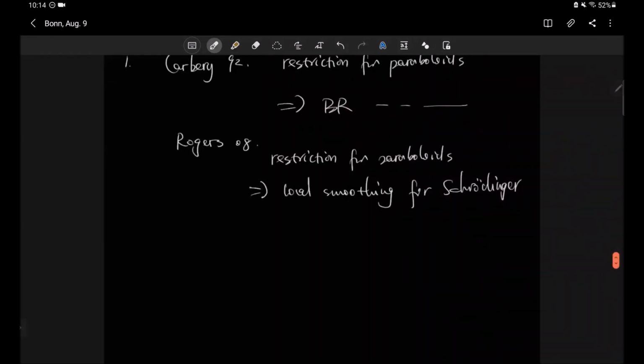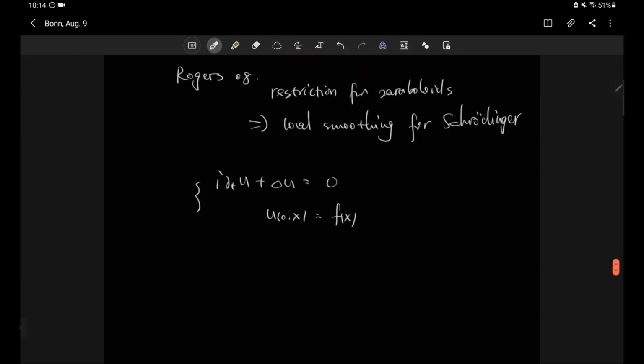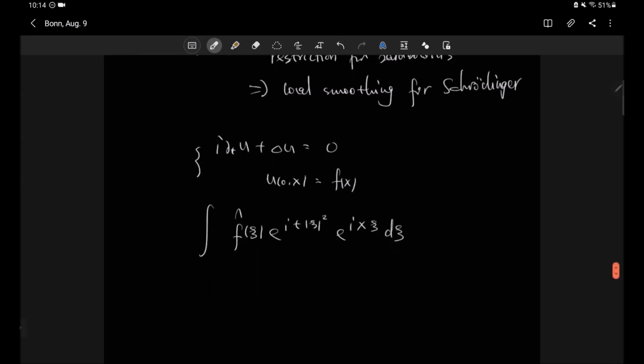And let me write down the local smoothing estimate for the linear Schrodinger equation. For instance, let's write down a local version of it. By using the Fourier transform, we solve the linear Schrodinger equation, with initial data f(x) at time t equals 0. So we have f hat of xi, e to the i t xi squared, and then the inverse transform. So this is a solution to the linear Schrodinger equation.